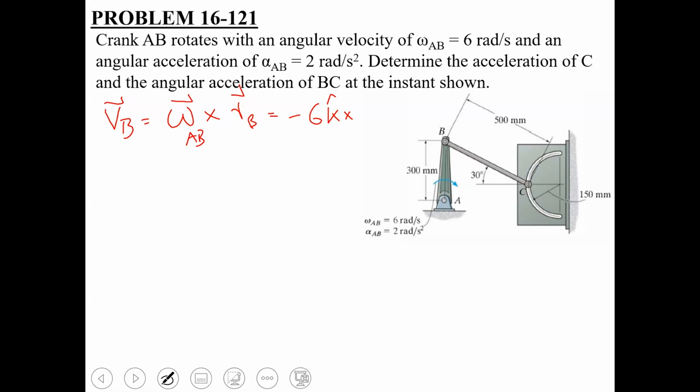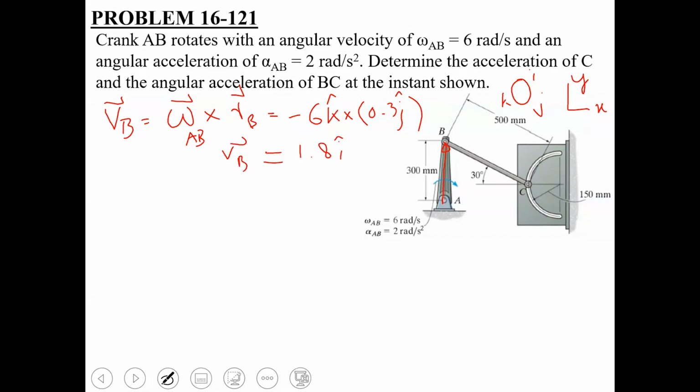So what is this vector RB? Vertical 300 millimeters. So it is vertical 300 millimeter, positive or negative? Positive, upward. So it is going to be 0.3J. So once you take this cross product, what is K cross J? Negative I. Negative I, so negative and negative become positive, and it would come out to be 1.8 I. So VB is going to be 1.8 I.